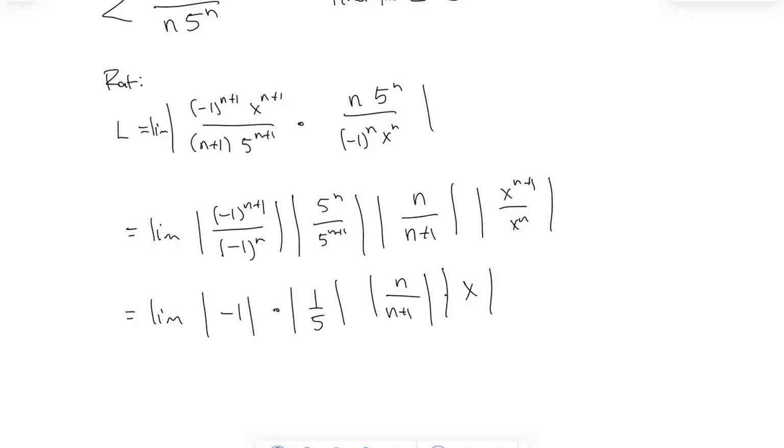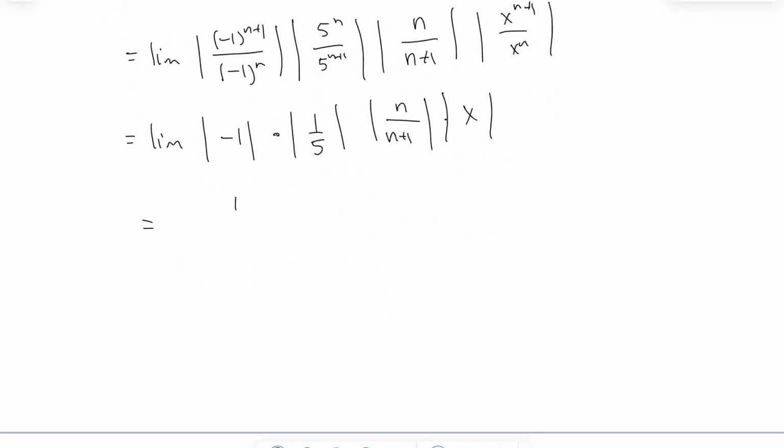The n over n plus 1 becomes a 1 because that's the limit of that ratio of polynomials. And then absolute value of negative 1 is just positive 1. So this just gives me 1/5 absolute value of x, right? That becomes a 1, that becomes 1/5, that becomes a 1, and then this has to just stay what it is, absolute value of x.